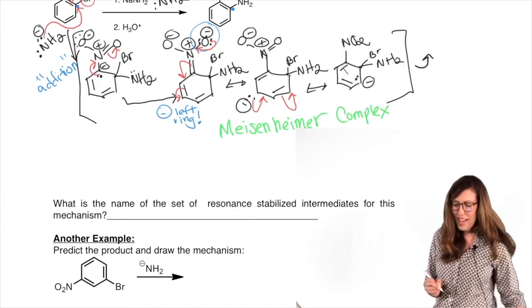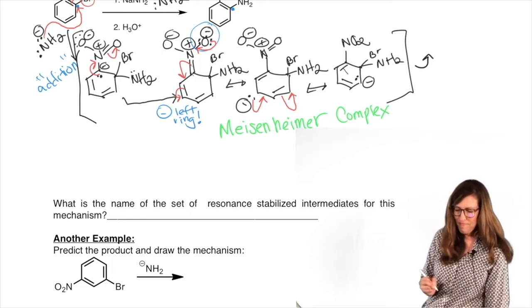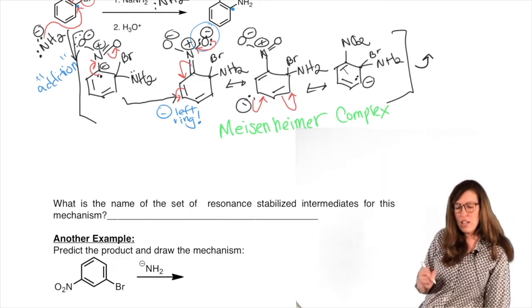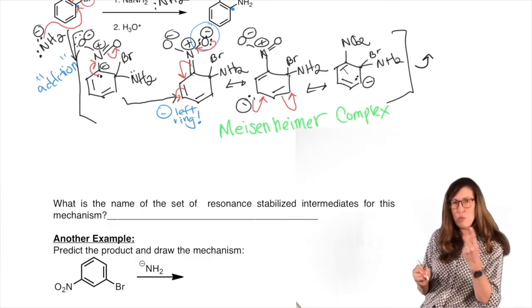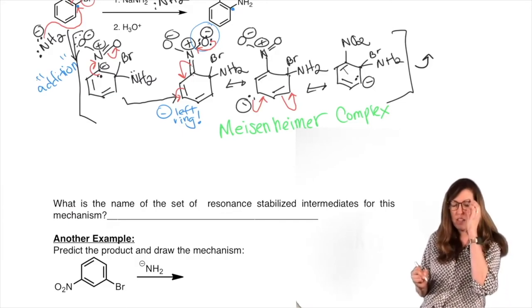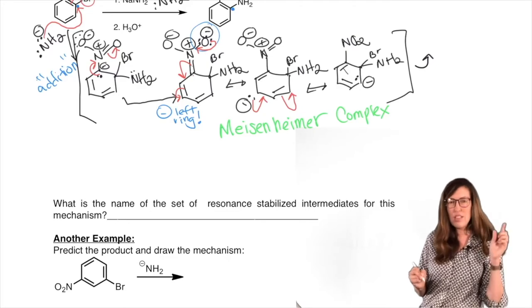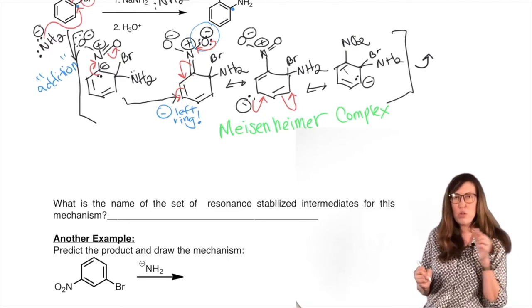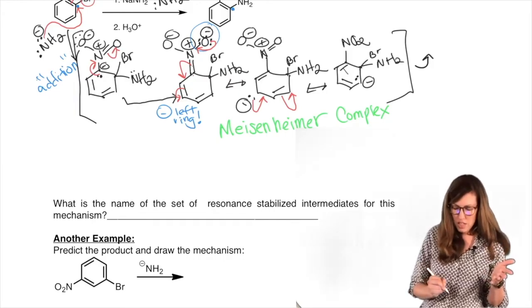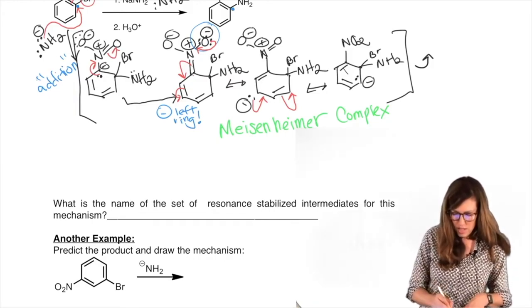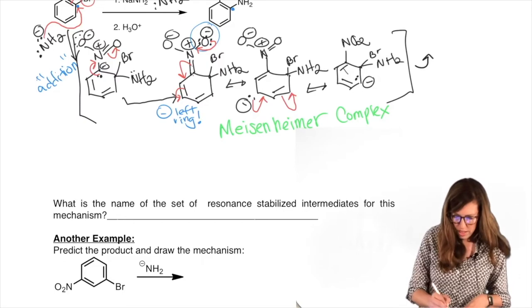All right, so now we have not even done the second step. We've done step one, addition. Step two is supposed to be elimination because it's an addition-elimination reaction. However, in the middle, we took our time to draw the Meisenheimer complex. Why is it worth drawing all those resonance structures? This was proof right here. I'm going to circle it again.